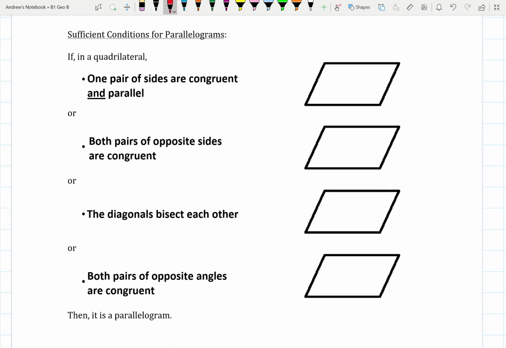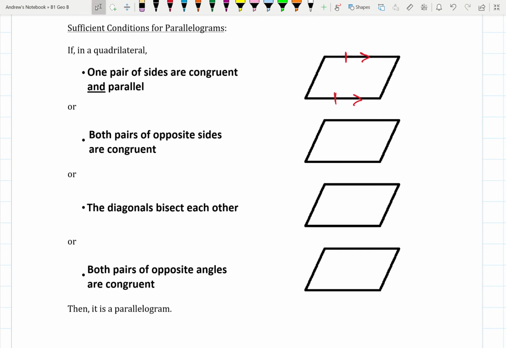So if in a quadrilateral we have one pair of sides that are congruent, so let's choose these ones, if these sides are the same size and they're parallel, then that's enough to say that that's a parallelogram. And it doesn't even have to be those sides. I could have that those two sides are the same size and parallel, or I could have that these two sides are the same size and parallel. As long as you have one pair of sides that are that, then it's a parallelogram.